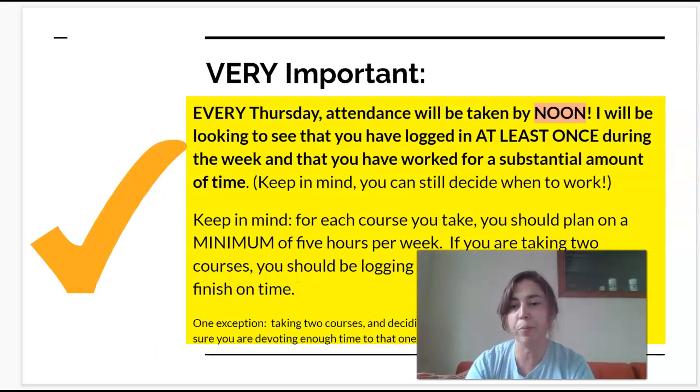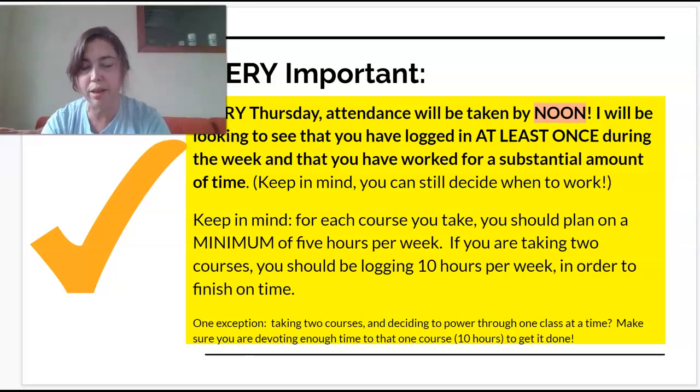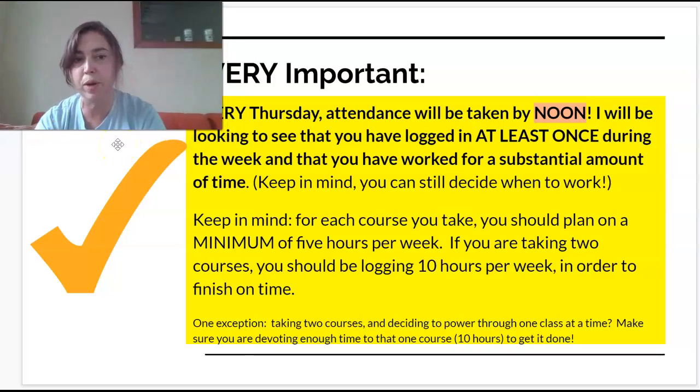Now, something that's very important that is new for us to talk about, and I believe you got a message already from Miss Alper Ramos, but attendance. We do have to take attendance. Yes, we're doing asynchronous. Okay, I get it. So we're not actually seeing each other at any point face to face, and that's okay. But every Thursday, I'm going to be taking attendance by noon. So I'll be taking attendance officially once weekly, and I'll be looking to make sure that you've logged in at least once throughout the week.